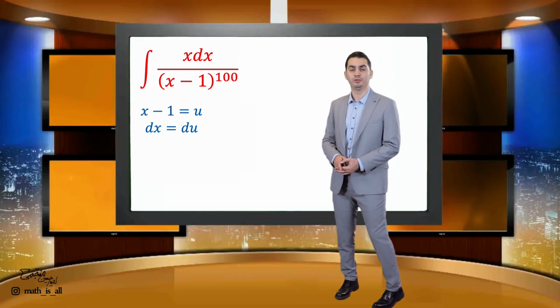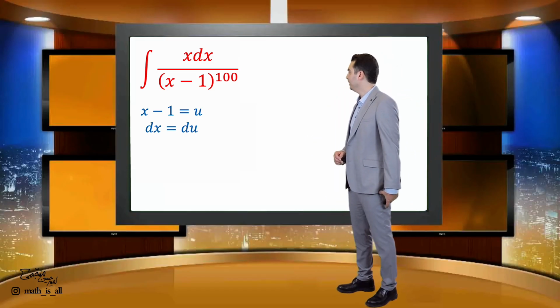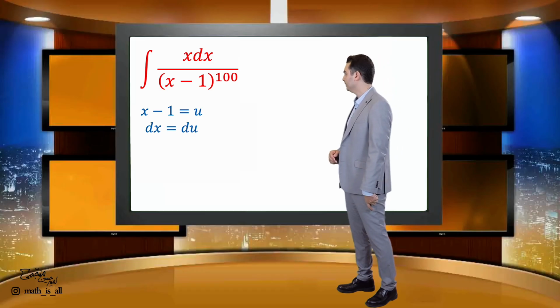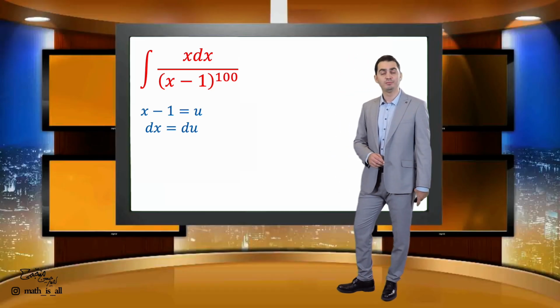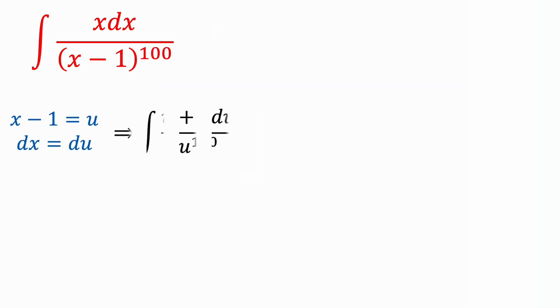Excellent, almost everyone has managed to solve this problem now. If we take x minus 1 as u, its derivative will be dx equals du. That's what the differential becomes. There was supposed to be no trace of x, so if x minus 1 is equal to u, as you yourself have written, then x will be u plus 1. I substituted this into the integral: u plus 1 divided by u to the power of 100 du.